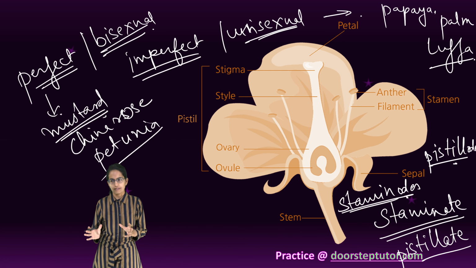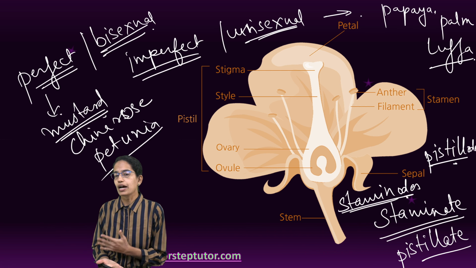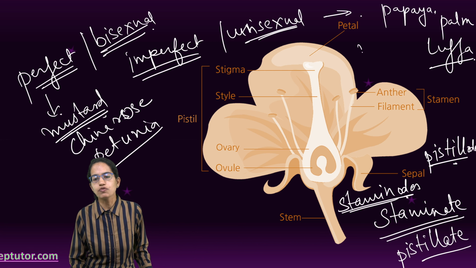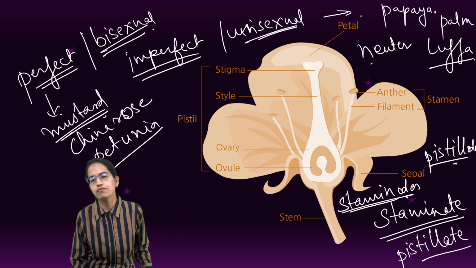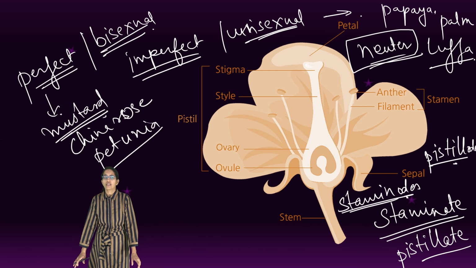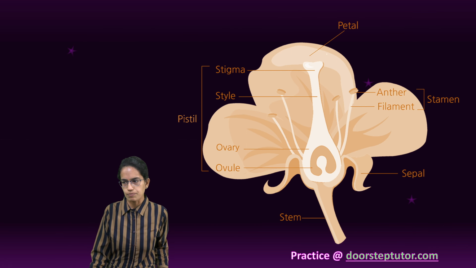Another important thing. If both androecium and gynoecium are not present in the flower, it has only the calyx and corolla, such flowers are called neuter flowers. So that is neuter flower, another important term. So these terms are very, very important. Examples for the related terms, again very important.